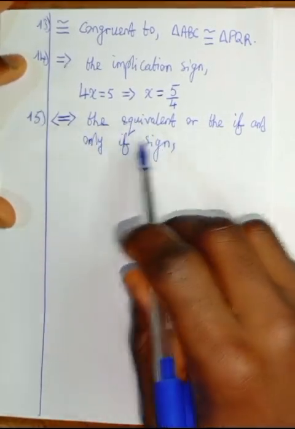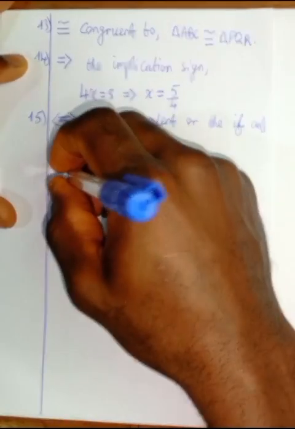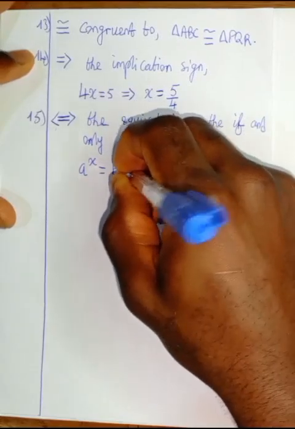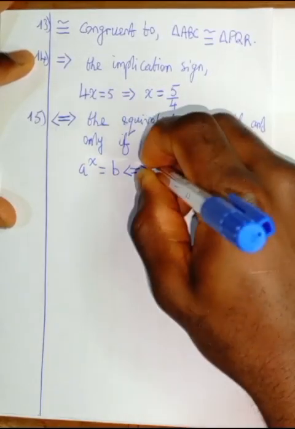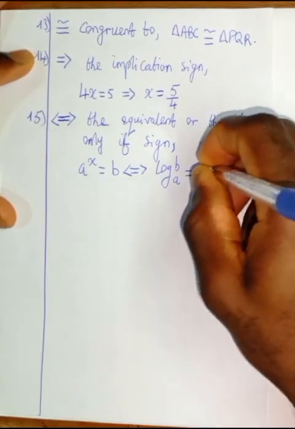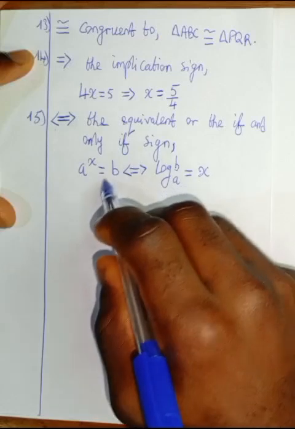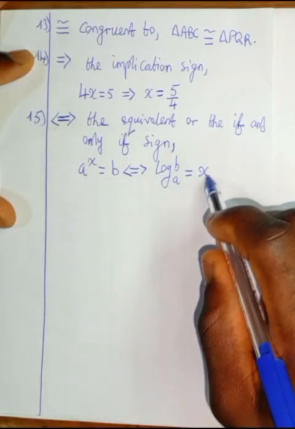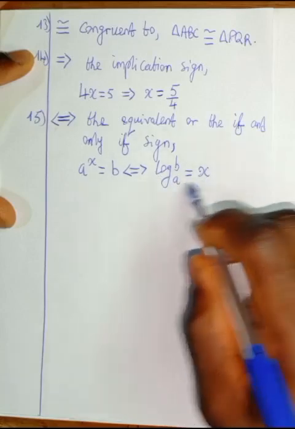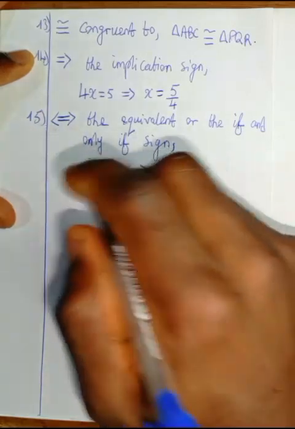And from the formula at the right hand side, we can derive the formula at the left hand side. For example, we take a raised to the power x is equal to b if and only if the log of b base a is equal to x. You see, from what we have at the left hand side, we can derive what we have at the right hand side. And from what we have at the right hand side, we can go back to what we have at the left hand side. That's why it has two arrows.